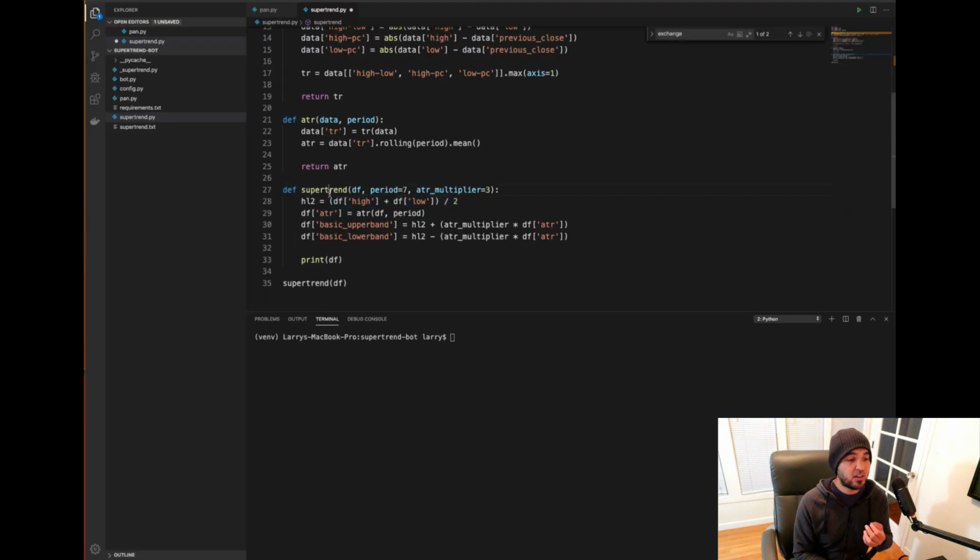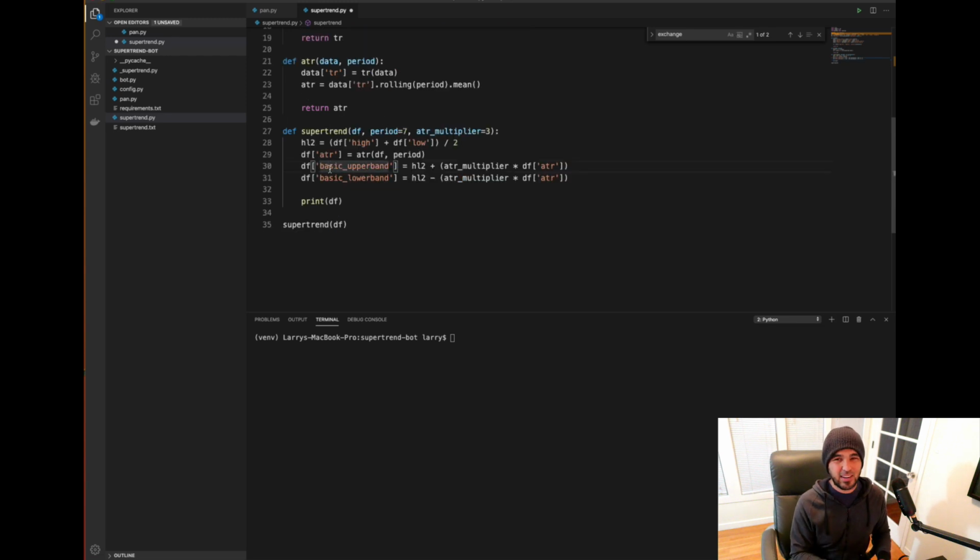So I'm inside of the Supertrend function here. We have a default period of 7 and a default ATR multiplier of 3. And we calculate the high plus the low divided by 2. We calculate the ATR for these 7 periods, and we calculate these basic upper and lower bands. That's just the high and low divided by 2 plus some multiplier of the ATR, and high plus low divided by 2 minus some multiplier of the ATR.